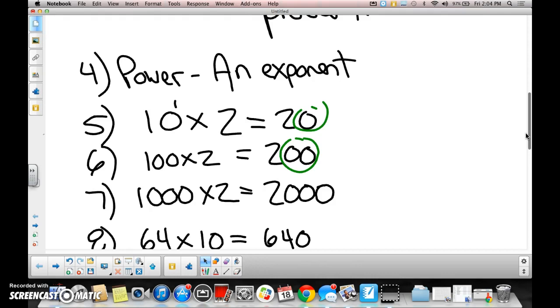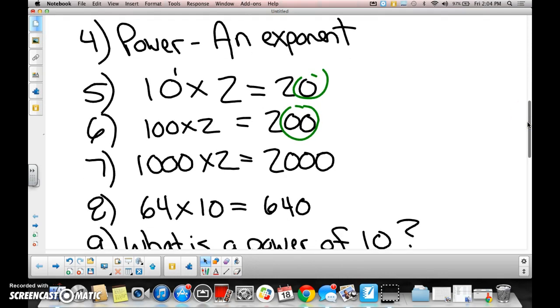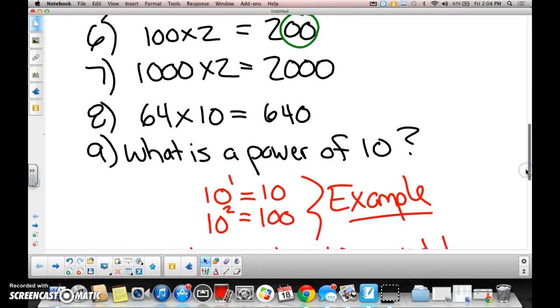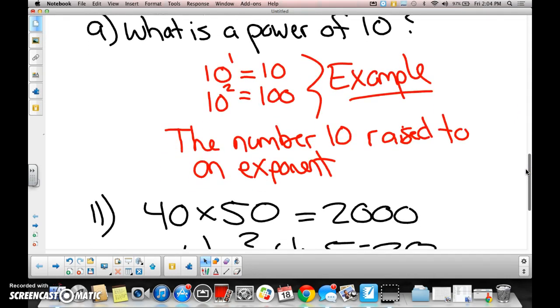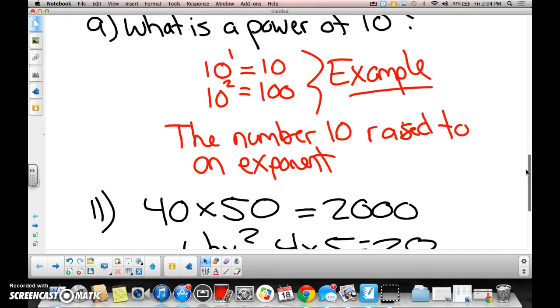The tricky problem, or not so tricky problem, came in at number 8 when we multiplied a number like 64 times 10. Again, we simply just added a 0. The major thinking for the day came on number 9 when we said, what is a power of 10? And a power of 10 would be 10 raised to an exponent. So in our example, we said 10 to the first, we said 10 to the second, and then we defined it as the number 10 raised to an exponent.